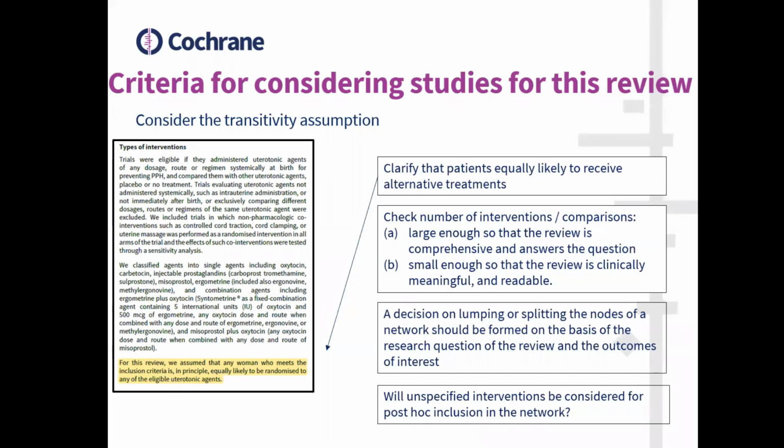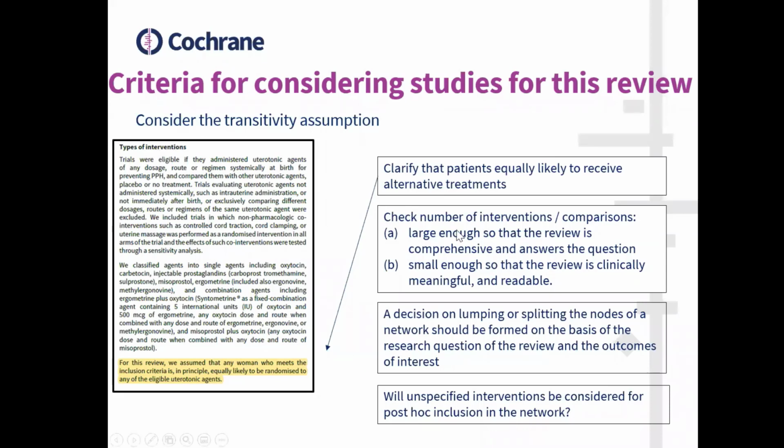Okay, so when considering studies for this review criteria, it's important to bring the transitivity assumption in here. So under types of interventions, for this review, we assume that any woman who meets the inclusion criteria is, in principle, equally likely to be randomized to any of the eligible uterotonic agents. So here they're clarifying that patients are equally likely to receive the treatments.